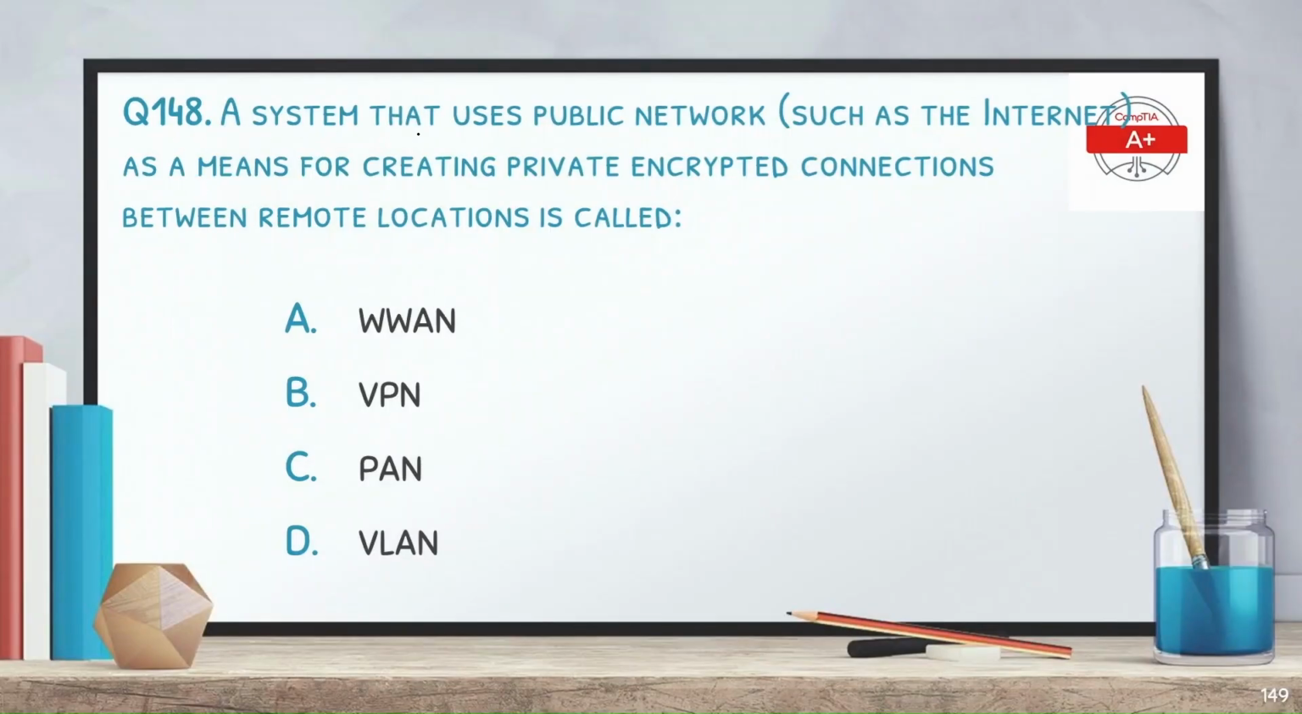Question number 148 is that a system that uses public networks such as the internet as a means for creating private encrypted connections between remote locations is called. Options are A, WWAN, B, VPN, C, PAN, and D, VLAN. The correct option is VPN or virtual private network. It is basically used to create encrypted tunnel or encrypted communication channel between remote host or devices on the internet or any untrusted media.